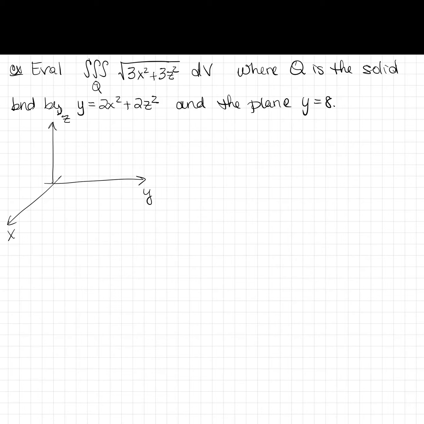Okay, so y equals 2x squared plus 2z squared is a paraboloid that opens up around the y-axis. And I said rough sketch, so I'm just giving a rough sketch here. And the plane y equals 8 is the plane that's parallel to the xz plane at y equals 8. And so that's going to hit my paraboloid here at y equals 8. So I have something that looks like this. Okay, so here's my Q, and I want to think about the bounds on my variables.